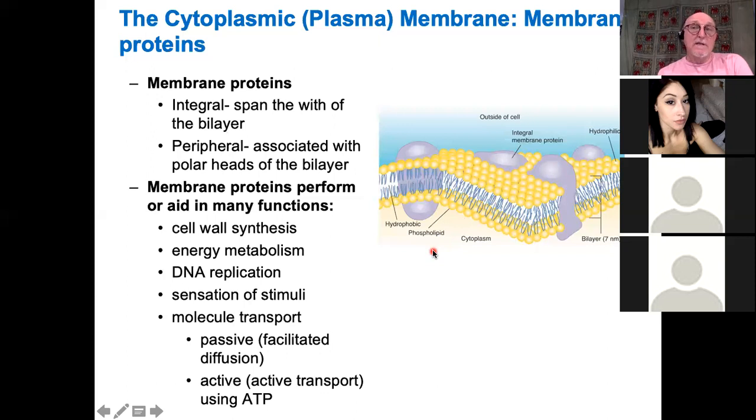When we look at these proteins, their structure and their function is incredibly diverse. They do many different things. In the prokaryotes, for example, they are responsible for cell wall synthesis. They are responsible for all of the energy reactions of respiration that we're going to talk about when we talk about metabolism. They all take place on the membrane. In those bacteria which are able to photosynthesize, photosynthesis takes place on the membrane.